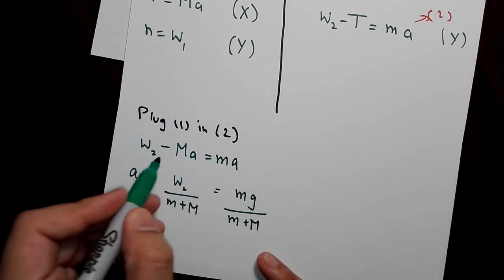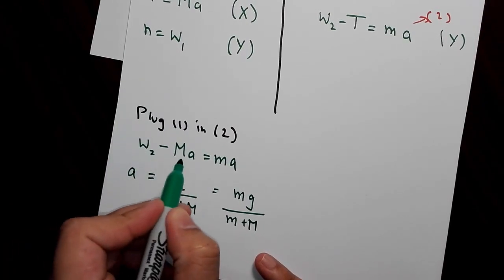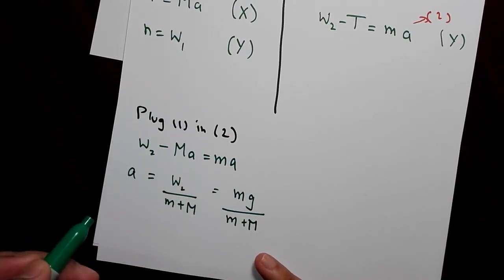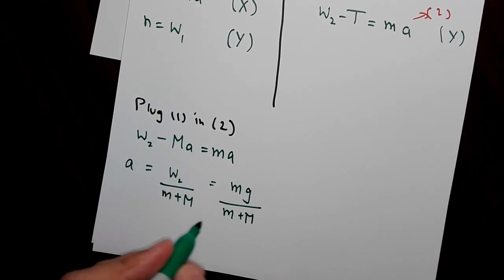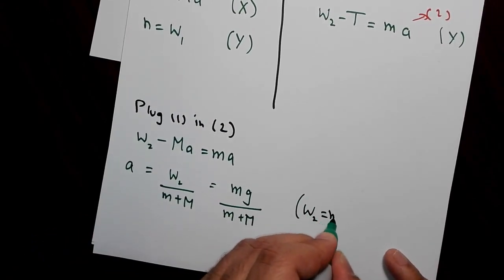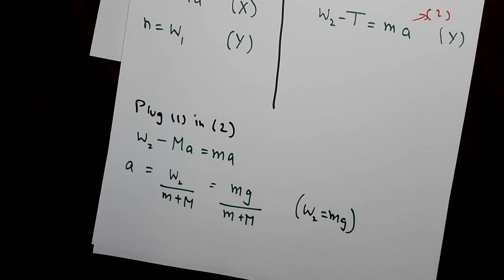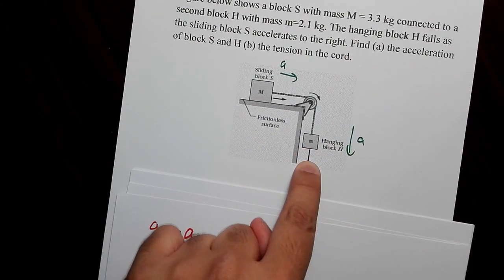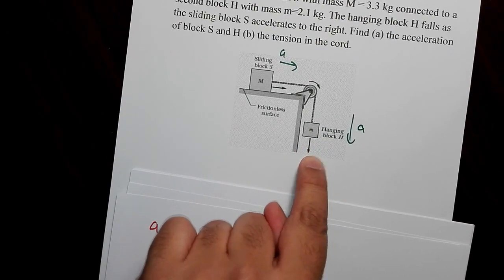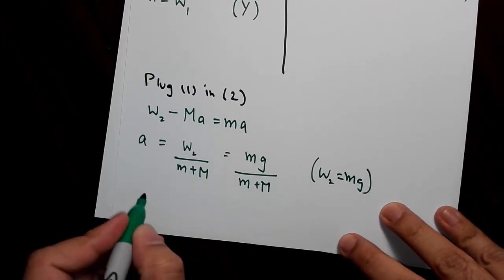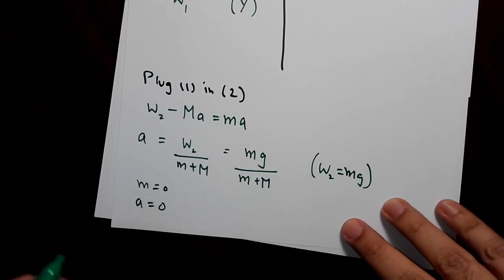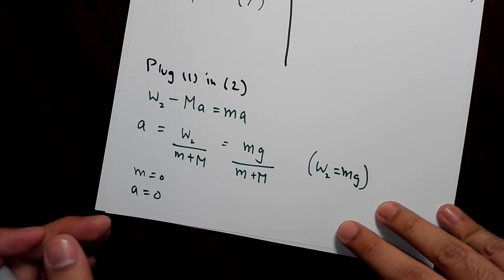What I've done here is just simplify this. You bring this term to the right hand side, you get m plus M, and then you divide both sides. So you get W2 over m plus M, and W2 is mg. Now you can think about your result also, to see that it makes sense. This small m is the reason the system is accelerating. So if m is 0, there won't be any acceleration. This block is pulling the other mass, so there's acceleration in the system. If m equals 0, acceleration is 0. So the result makes sense.